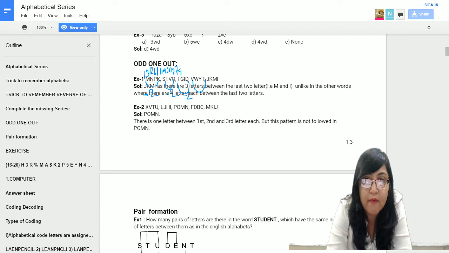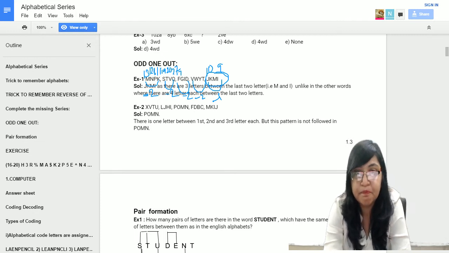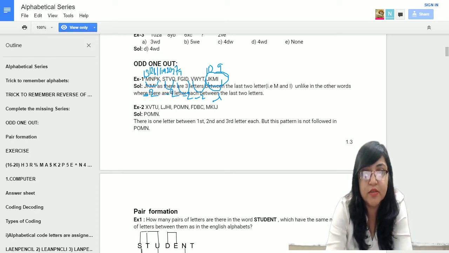Here as well you have -2, but here if you see, J is 10 and I is 9, which gives you only -1. So your odd one out should be JKMI. Clear? Now let's move on to the next question.